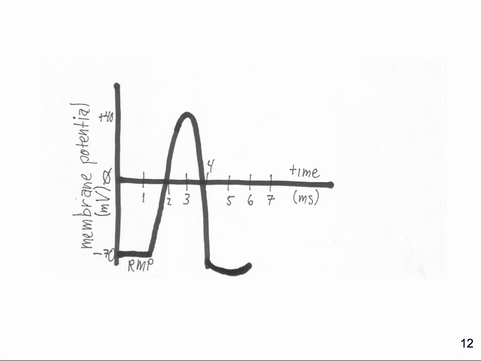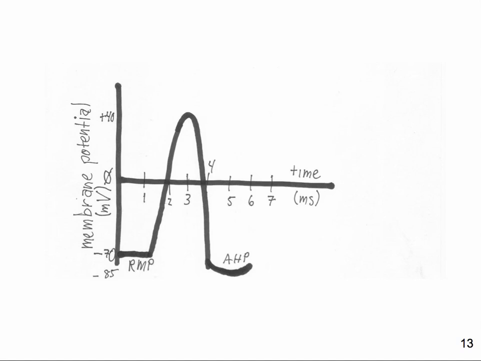Repolarization should continue downward beyond the resting membrane potential and should go down to approximately minus 85 millivolts. This is the beginning of the after hyperpolarization phase. The after hyperpolarization is the basis of the refractory period, when no other action potential can be triggered.